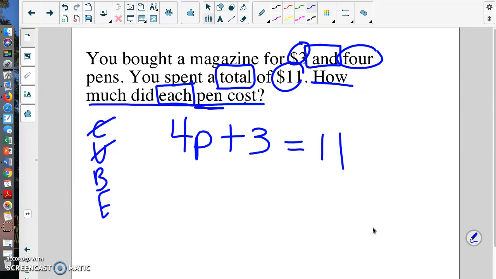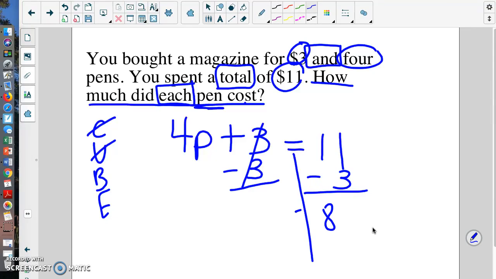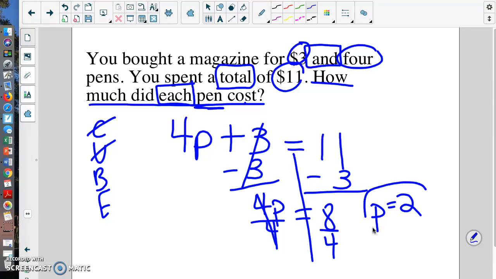Now you could do 3 plus 4p. That's fine too. Now we're going to work out the equation. So we're going to subtract 3 on this side, subtract 3 on the other side, keep it balanced. 11 minus 3 is 8. Bring down your 4p, and we're going to divide by 4 on each side. So each pen costs $2.